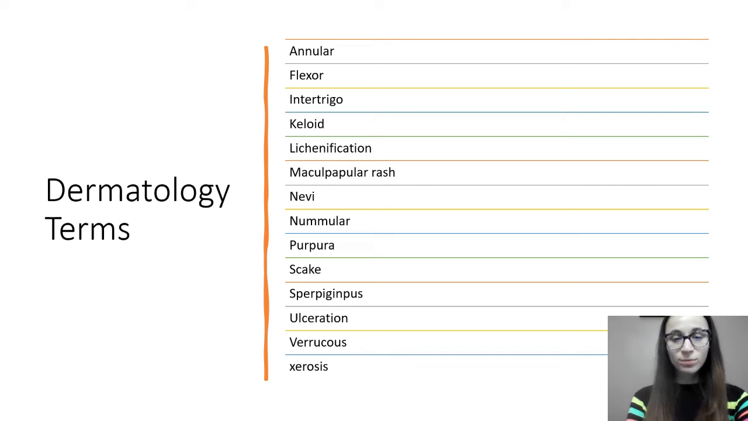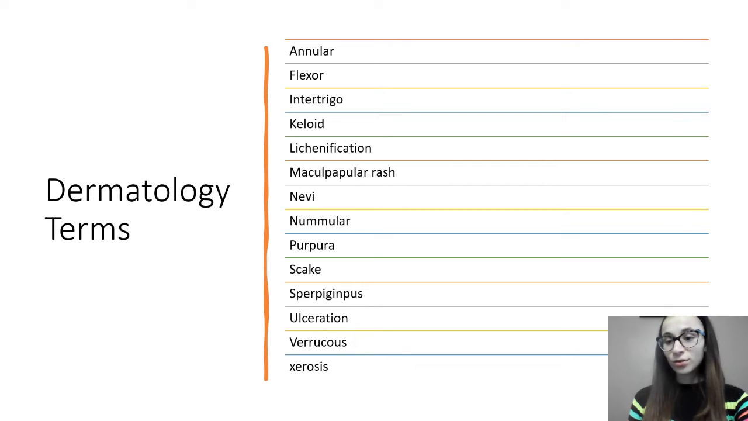So here are just terms you have to know. I'm going to go through it really quickly, and then we're going to start with the conditions. Annular just means that it's ring shaped. Flexor means the skin on top of the joints. Intertrigo is where the skin rubs against each other, like under the breast or in someone really obese, and a lot of bacteria and fungus could grow there.